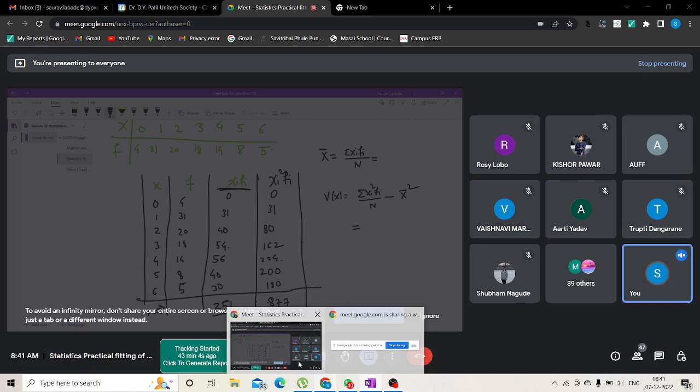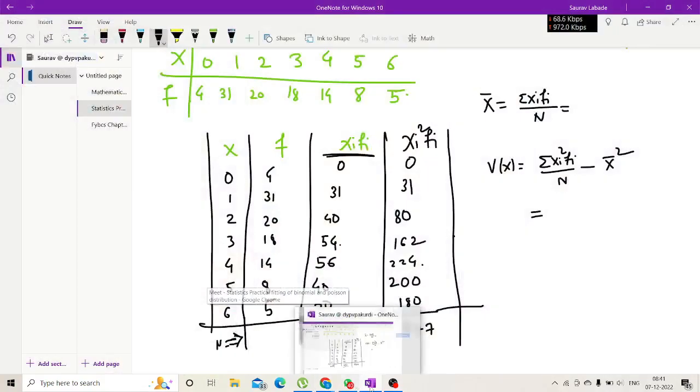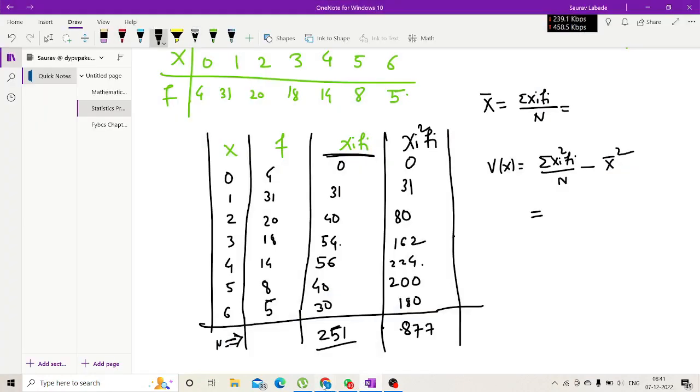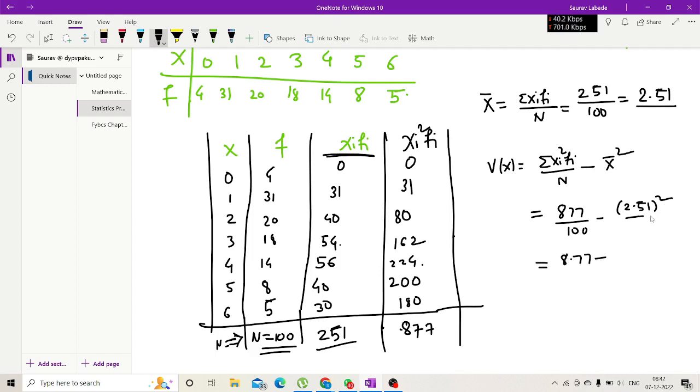Did anyone get capital N? Capital N is 100. Okay, right. So capital N is 100. Now just do this calculation. So x bar will be what? It will be 251 divided by 100. Right. So what will be this value then? 2.51. Okay, and here this will be 877 divided by 100 minus 2.51 bracket square, and this will be 8.77 minus this square. So you need to find this square.